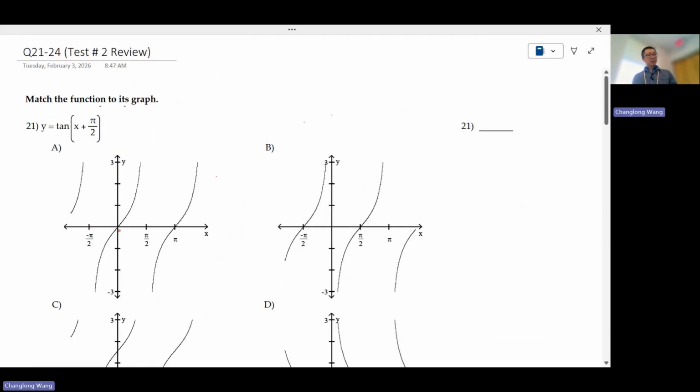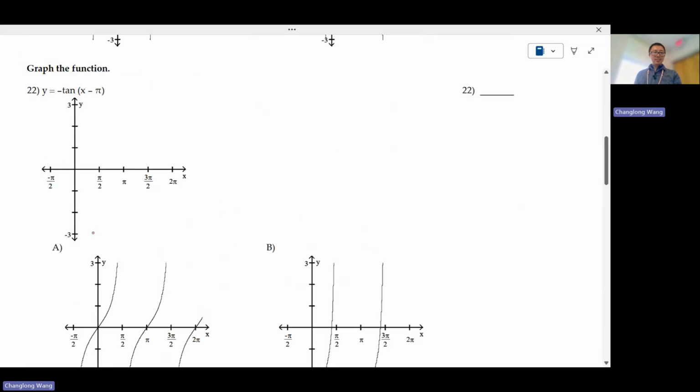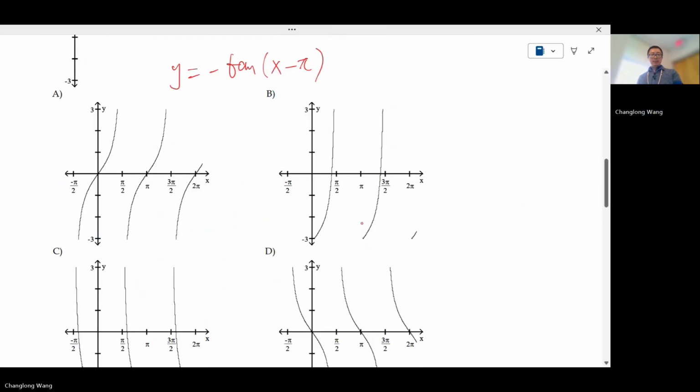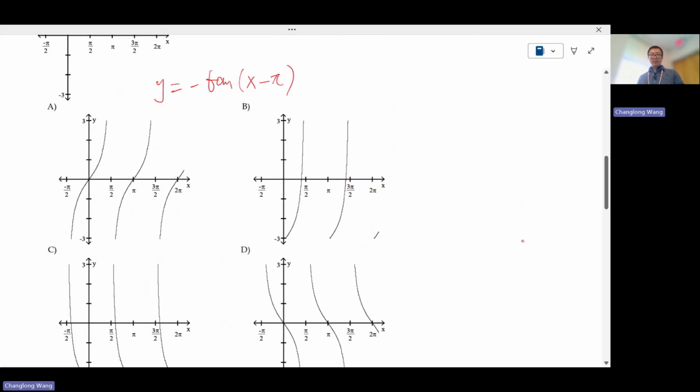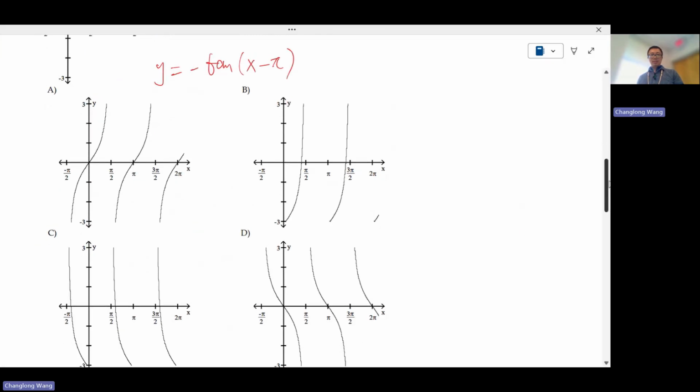I think that we probably did this already, right? So let's move on to this one. I'm going to write it down: y equals negative tangent of x minus pi. So now, I'll give you 1 minute to match one of those graphs to that equation up there. Negative tangent of x minus pi.